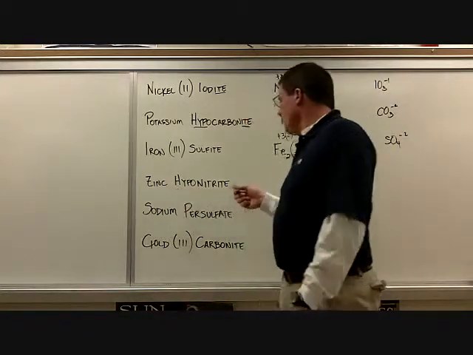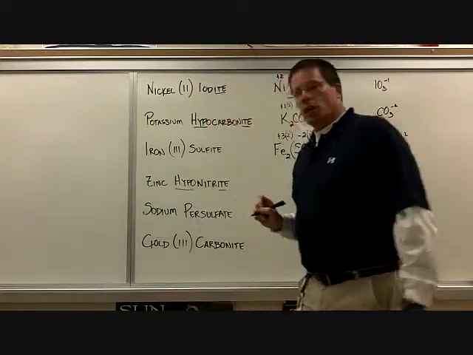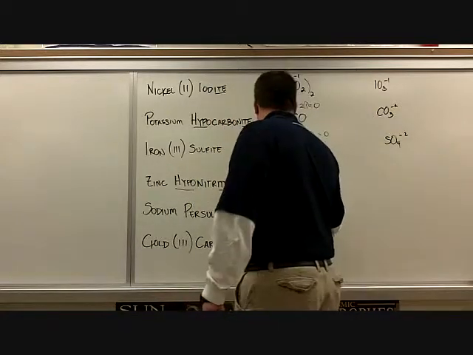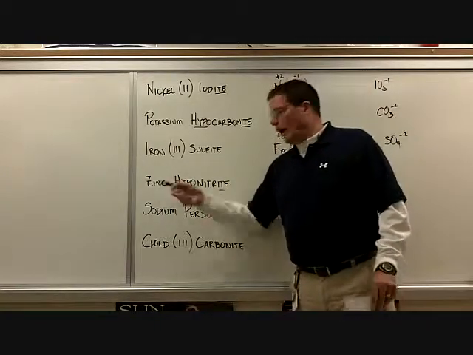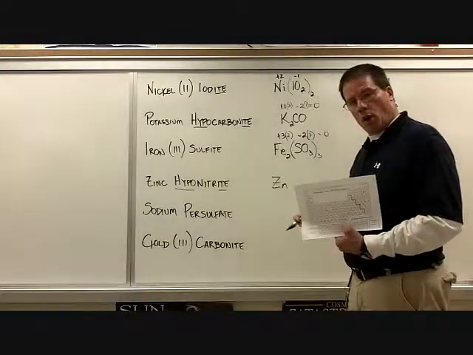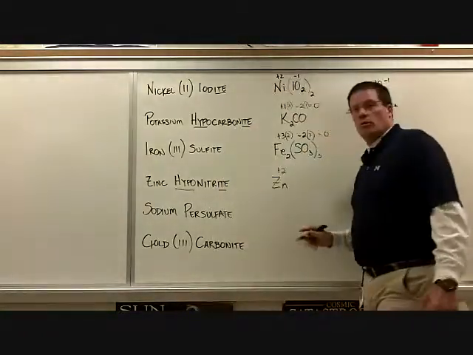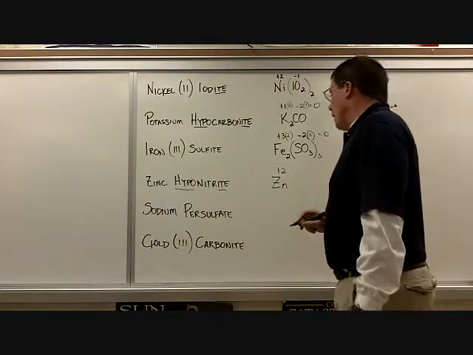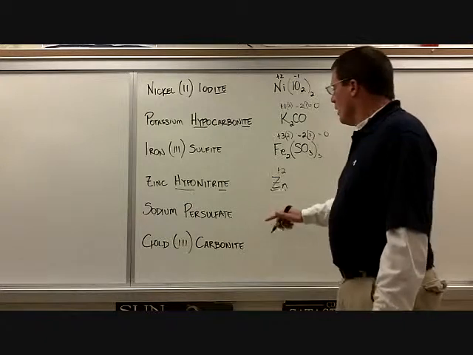Zinc hyponitrite. Again, recognizing you have hypo and ite. So zinc, Zn. Now we got to go to our periodic table because I doubt many of you memorize the name or the charge. It has a +2 charge and only a +2 charge. So we don't use a Roman numeral for that. You never need to. And never show Roman numerals, again, for metals that only have 1 charge.